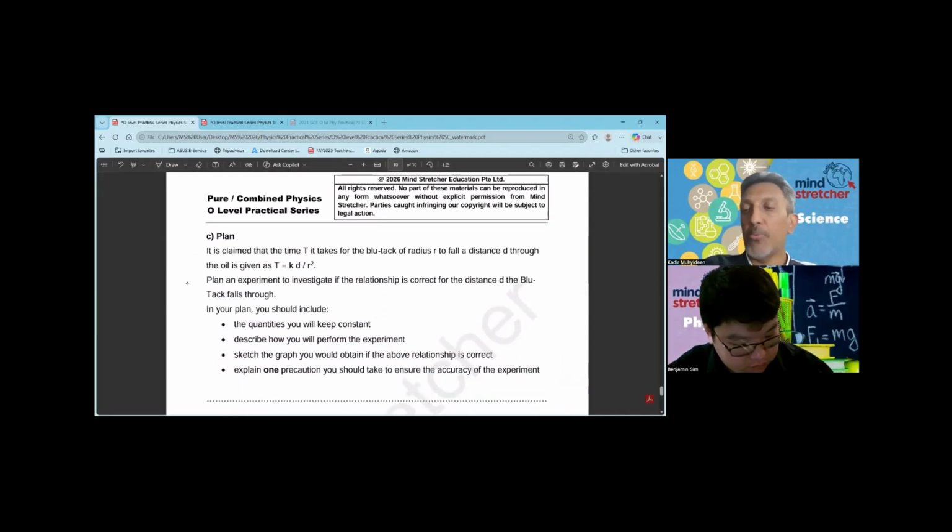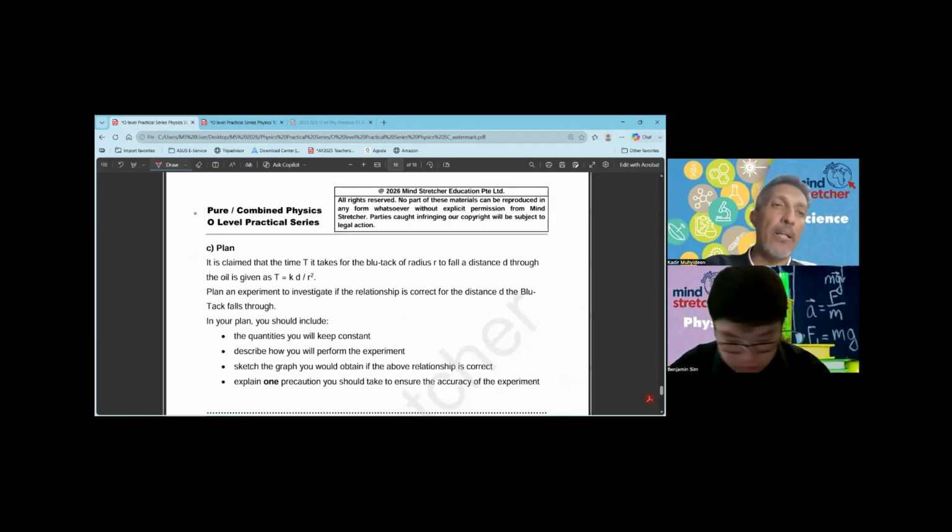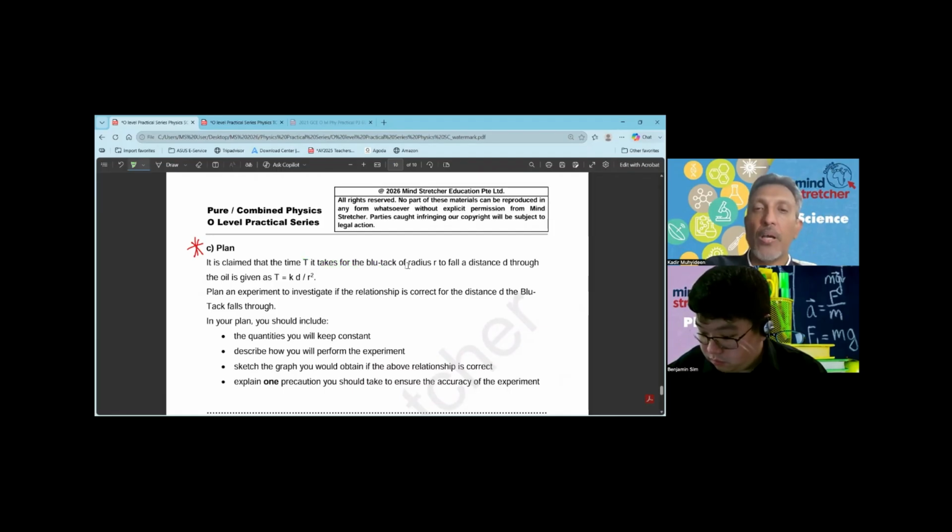Now let's come to this. This is a typical question, guys. This is how your planning question will look like. After you do that first part, it is claimed that the time it takes for the blue tack of radius r to fall a distance d through the oil is given by this. So this is your equation.